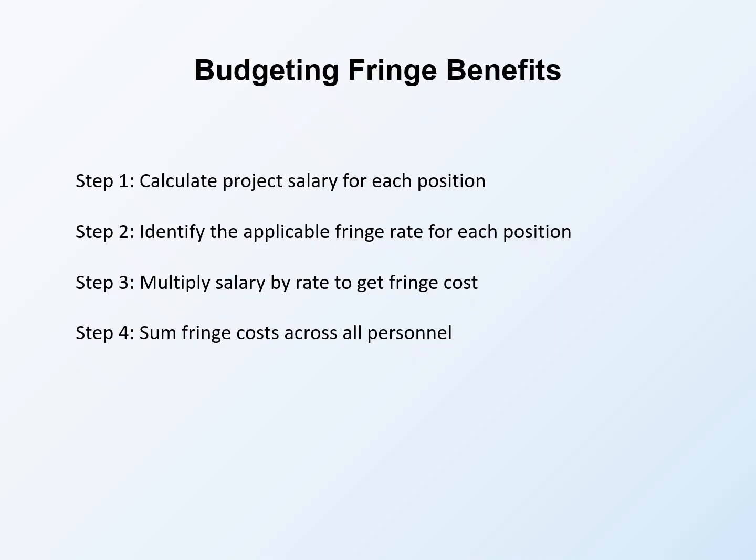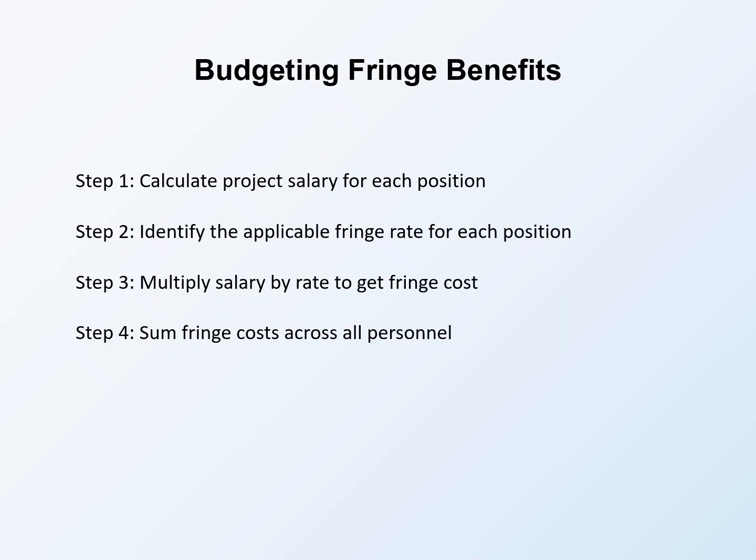Step 1 is calculating project salary for each position. As covered in the personnel costs lesson, multiply annual salary by percent effort to get project salary. Do this for every position on your budget. Step 2 identifies the applicable fringe rate for each position. Determine which employee category each position falls into and apply the corresponding rate. A full-time project coordinator might use the staff rate while a graduate student assistant uses the student rate.